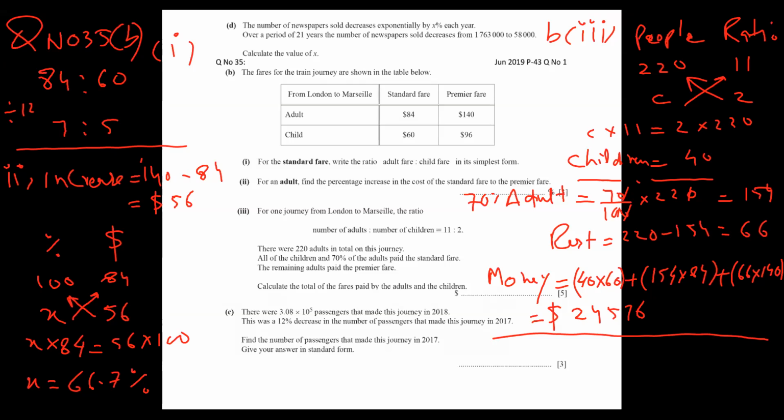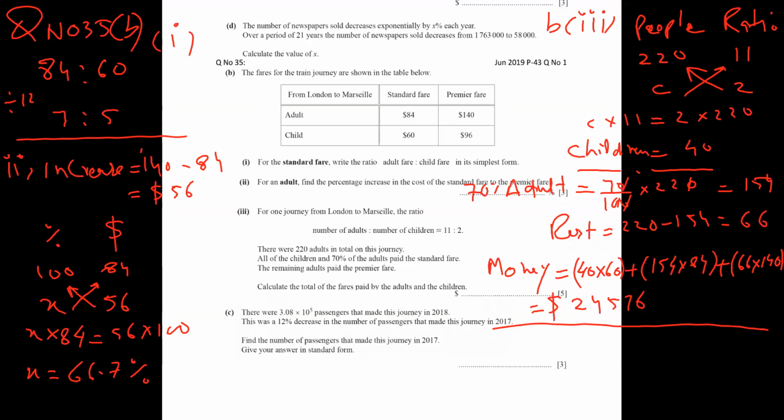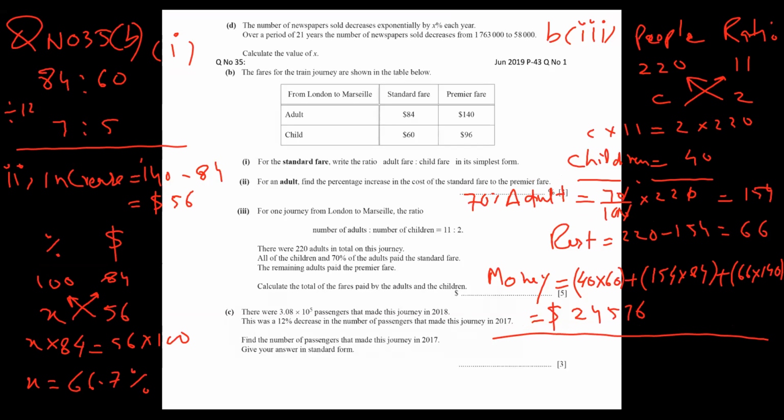Okay. Now it is asking here, there are this many passengers that made the journey in 2018. Wait a minute, please. So let's start with part C. What the plan is here: there were this many passengers that made the journey in 2018. And he said this number was a 12% decrease. It means I can say that this many is after a 12% decrease as compared to 2017.